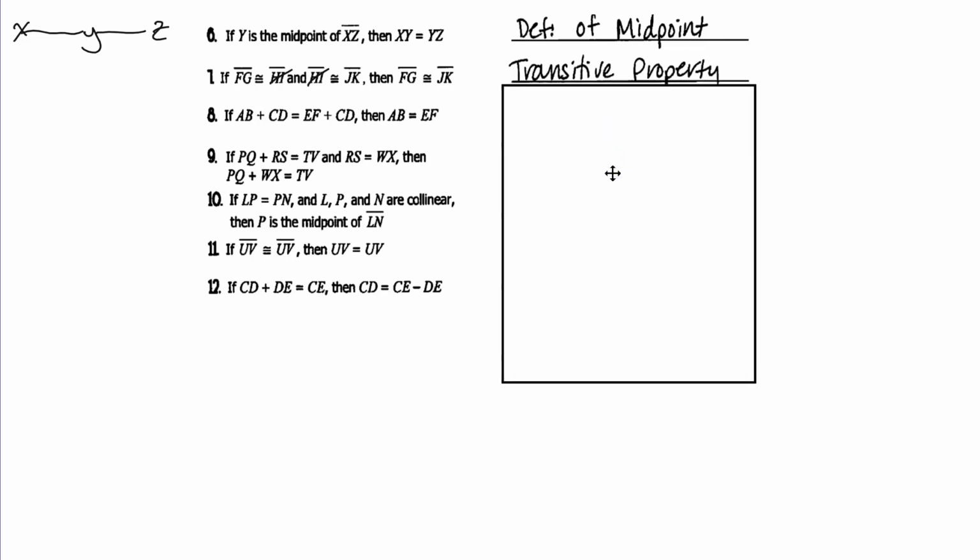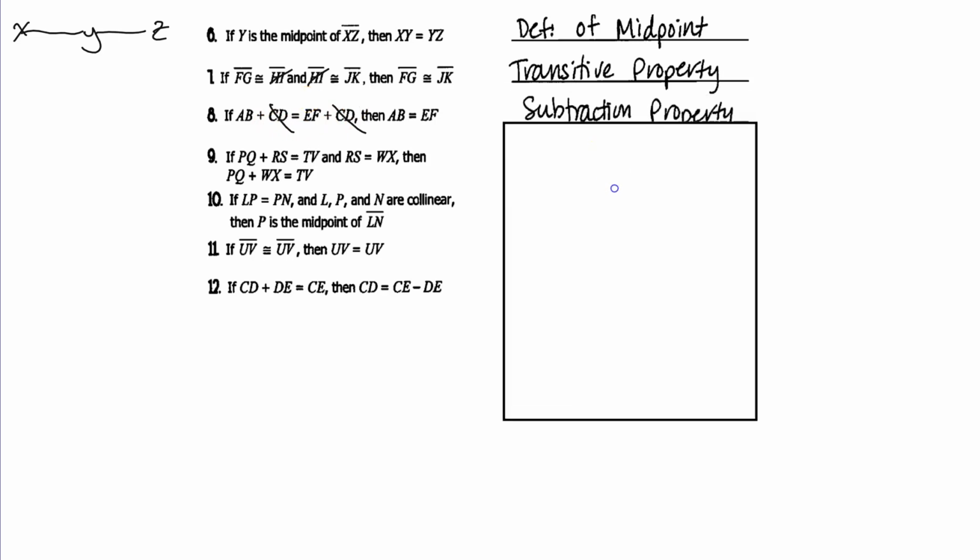If AB plus CD equals EF plus CD, then AB equals EF, right? So what happened here? Well, see how they're both being added with CD, but if I take those away by subtracting them, all that's left is AB equals EF. So that is the subtraction property.